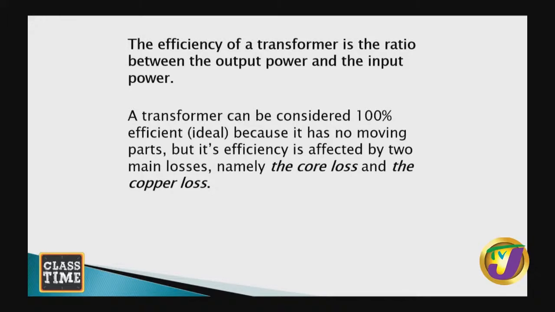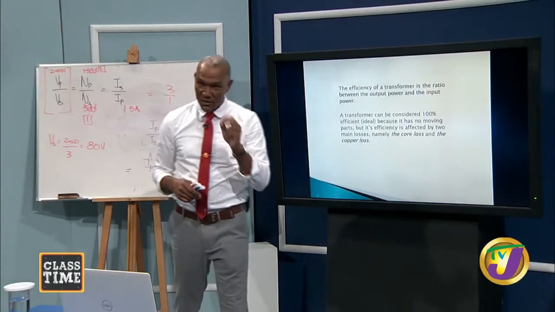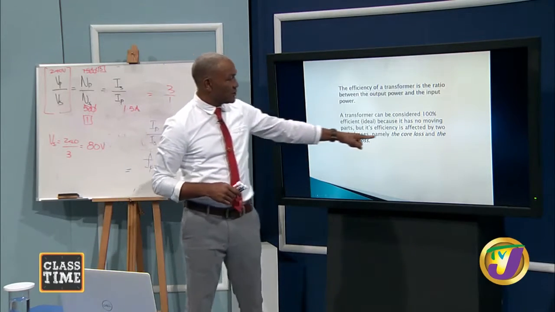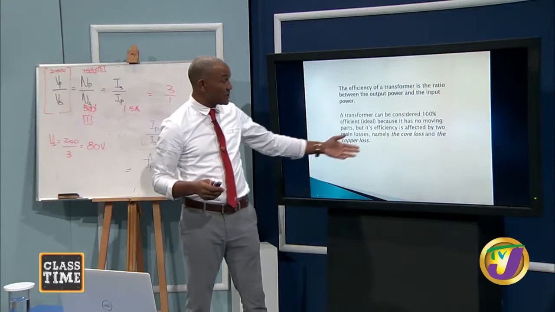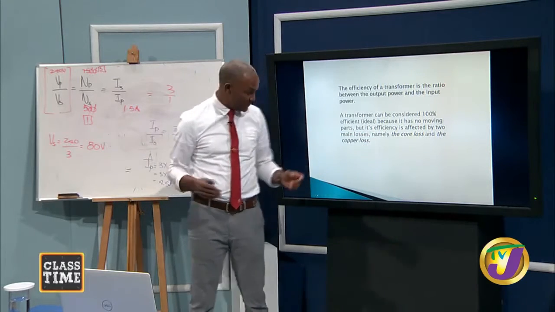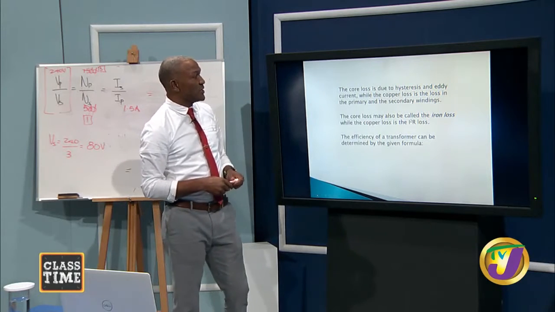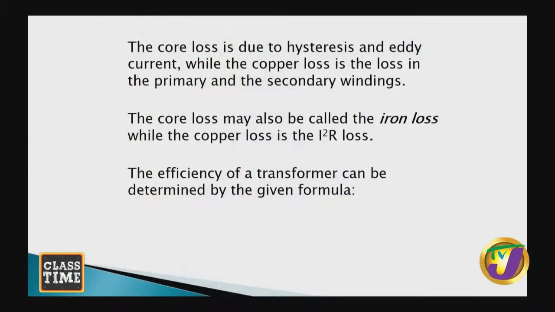Because it has no moving parts. But its efficiency is affected by two main losses. And I did say them before. What are they? They are called core loss and copper loss. And if students write copper loss first and core loss after, no problem. The core loss is due to the hysteresis and the eddy current, while the copper loss is the loss due to the primary and secondary windings.